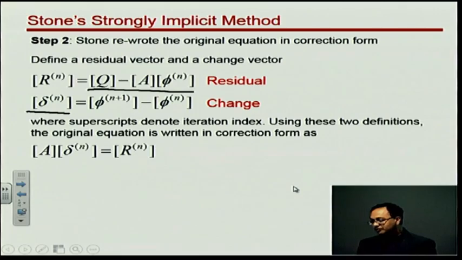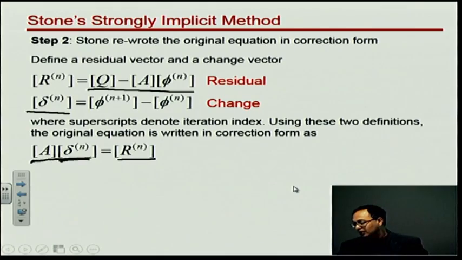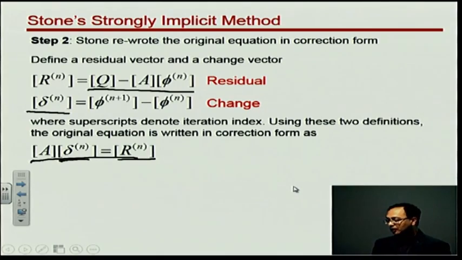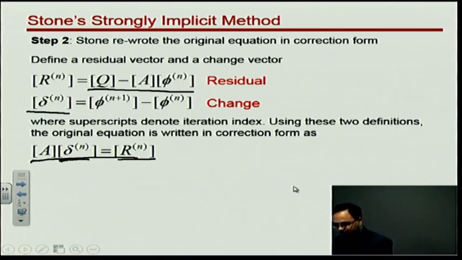So in terms of the residual and the change, we can write the correction form of the equation as the coefficient matrix A times delta is equal to R. And one might ask, how did you get this equation? Let me just refresh your memory.